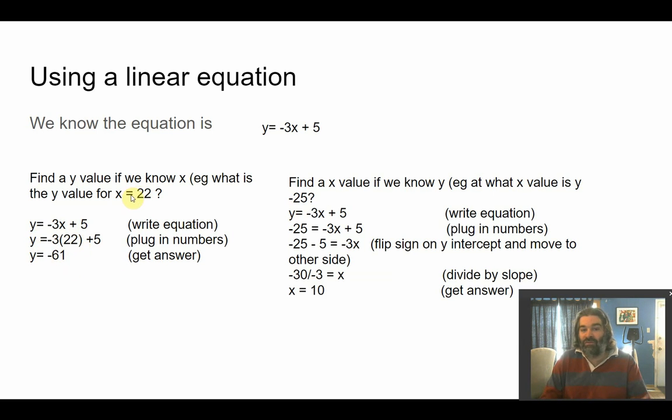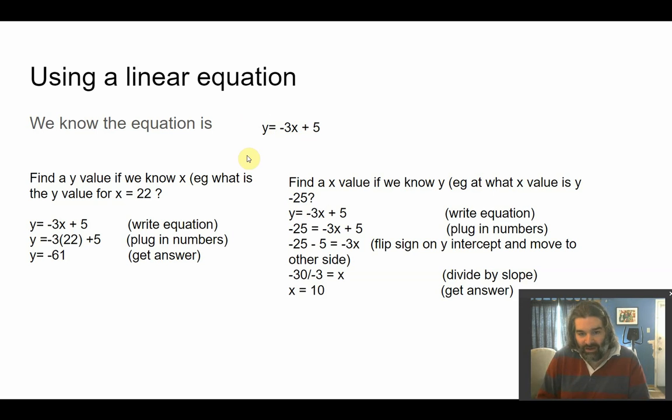So if x was 54, you'd put 54 in. If x was 72, you'd put 72 in. If x was minus 130 million, you'd put minus 130 million in. Run it through your calculator, whatever it gives you, that's the right answer. The hard one is, if I give you the y, and I want you to find what x would give me that y.